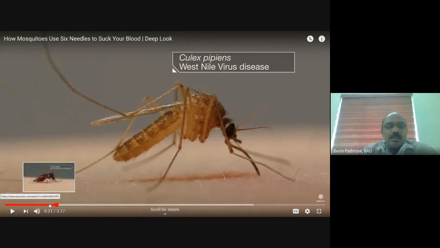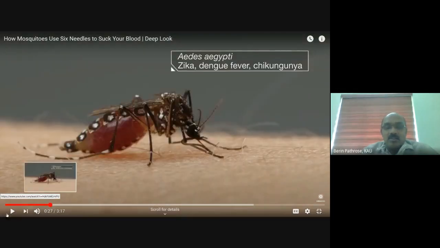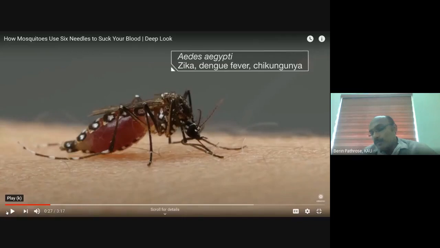It is almost similar to what happens in the case of hemipterans also. See, the proboscis is bending so that the stylets are pierced deep into the skin.